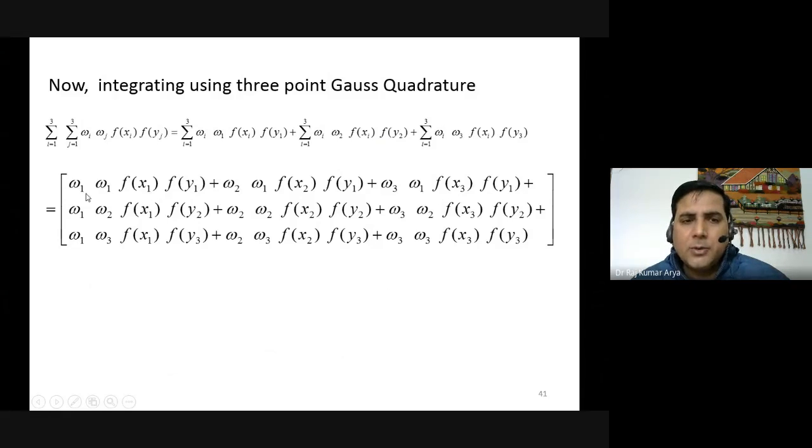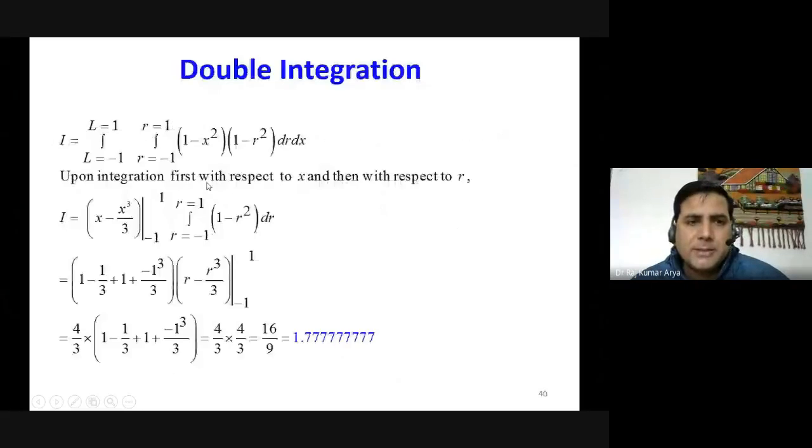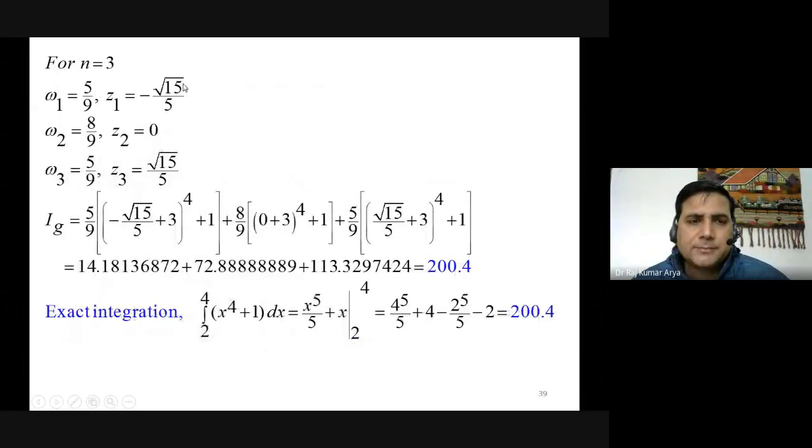You already know the weights, you know the x1, y1. These are the same points whether you have x or y or r, it doesn't matter because your points are fixed. These will not change no matter what the function is. From -1 to 1 for 3 points, these are the points, your z, and these are the corresponding weights.